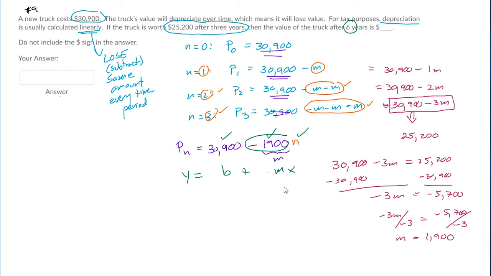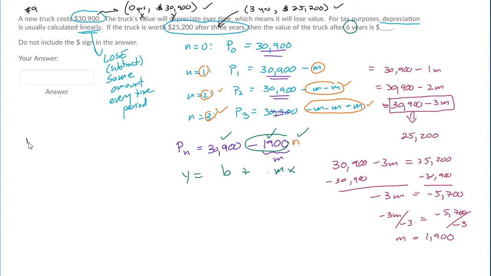Now, is there another way to get the m? And the answer is yes. The other way to get the m, and this is actually a little bit faster, is to just think of the data they gave you as data points. When the truck is new, that means the time is 0 years, and the value of the truck is $30,900. Think of that like an XY pair: that's my input, that's my output. Then they're giving me the value after 3 years. So the time is 3 years, that's my input, and the output is $25,200. So these are 2 data points.